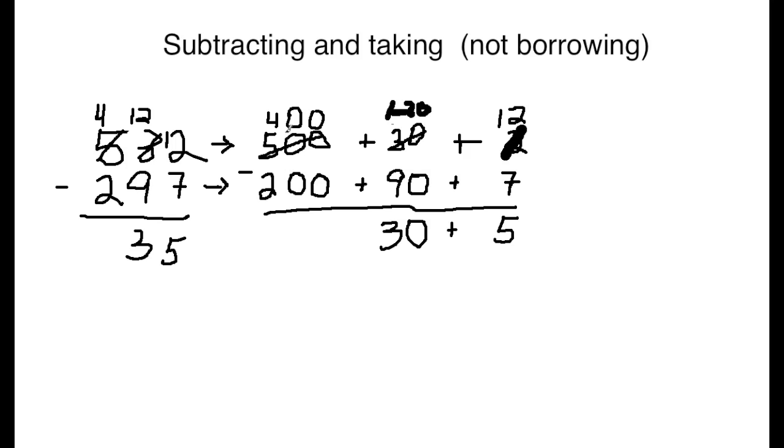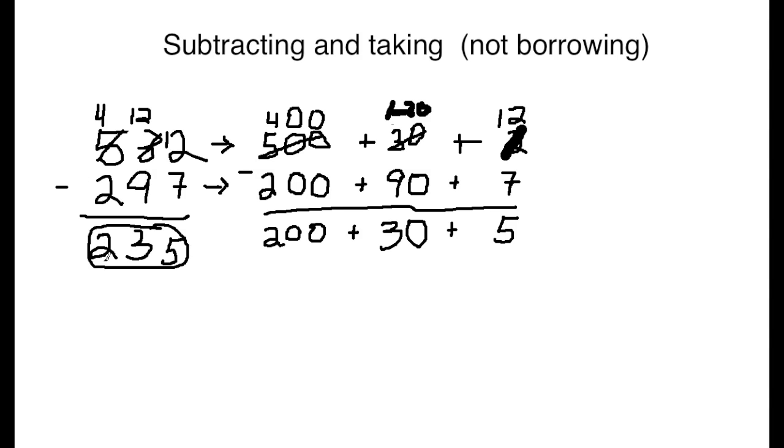Now you can take 200 from 400, or 400 minus 200 is 200. And then 4 minus 2, or 2 take away from 4 is 2. And no matter how you slice it, it's going to be 235. And that would be your answer.